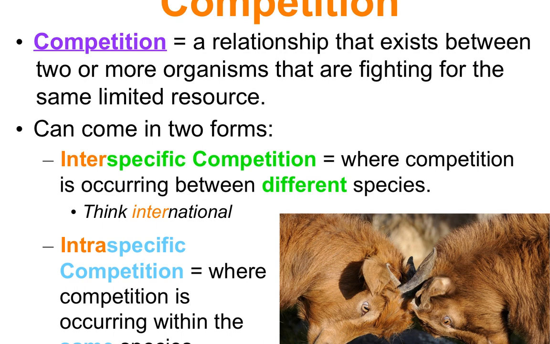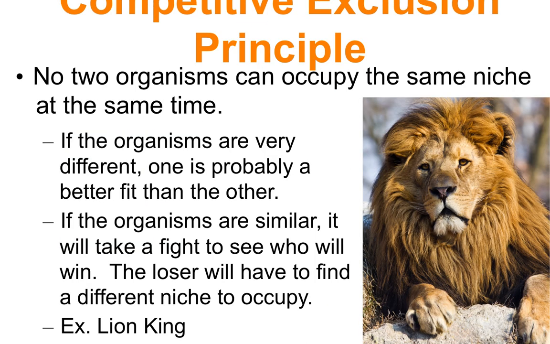That is intraspecific competition. The competitive exclusion principle exists in order to explain how organisms don't outcompete each other. No two organisms can really occupy the same niche, the same needs, at the same time. If organisms are very different, one is probably better fit than the other, so there's just a competition that exists. If organisms are very similar, it will take a fight or some interaction, usually a negative interaction, to see who will win. And then the loser will have to find a different niche and space to occupy.